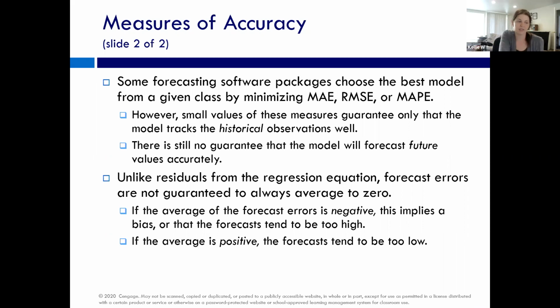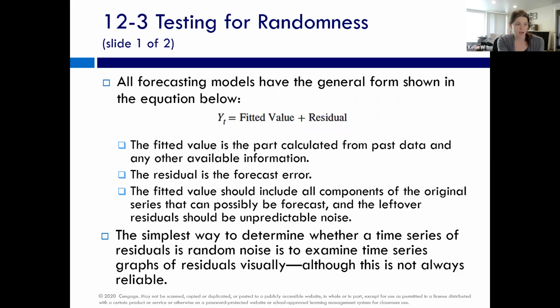And unlike regression equations, our forecast errors don't always average to zero, like the residuals do from the regression equation. So if the average of our forecast errors is negative, we have a bias. Our forecast is overly optimistic. And if it's positive, then our forecast is overly pessimistic, it's too low. All forecasting models have this general form. The fitted value is the part that's calculated from past data, and the residual is the forecast error. The fitted value includes all components of the original series that can possibly be forecast, and then the leftover residuals are that unpredictable noise.